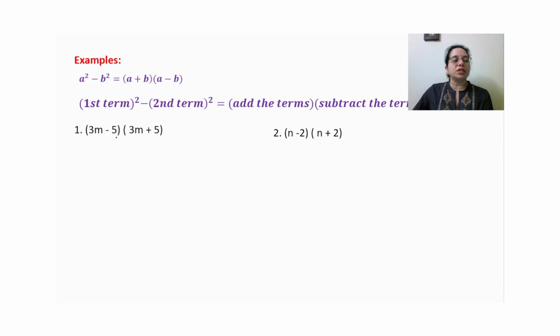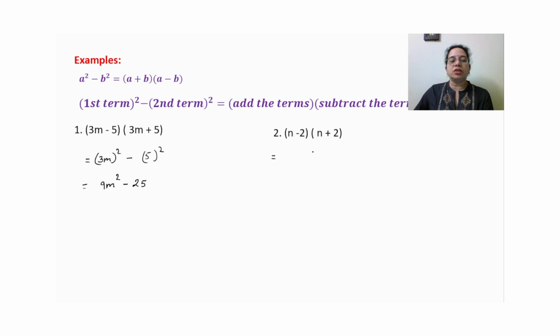Your first term is same, second term is same and this middle sign is different. It means we will use the third identity. And what is the third identity here? First term whole square minus second term whole square. So this will give you 9m square minus 25. These are the unlike terms, we cannot add. This is the answer.